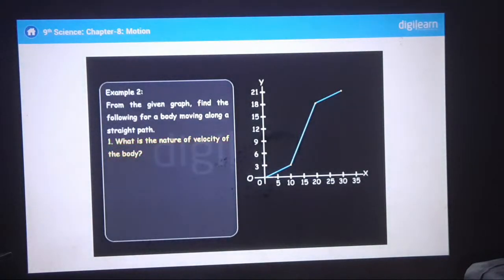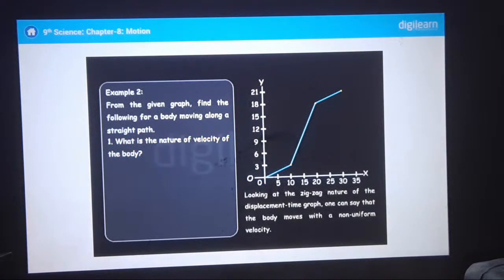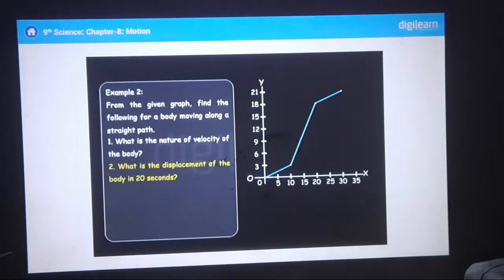...of velocity of the body. Solution. Looking at the zigzag nature of the displacement time graph, one can say that the body moves with non-uniform velocity. Second, what is the displacement of the body in 20 seconds? The body undergoes a displacement of 18 meters in 20 seconds.